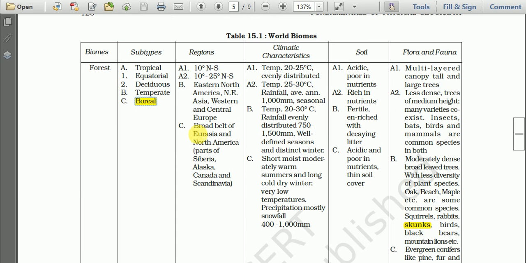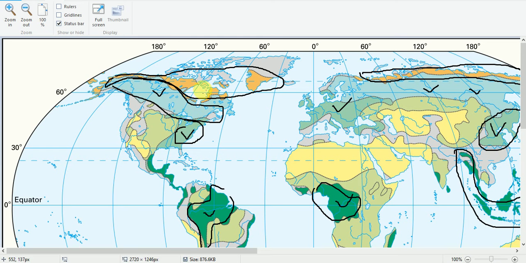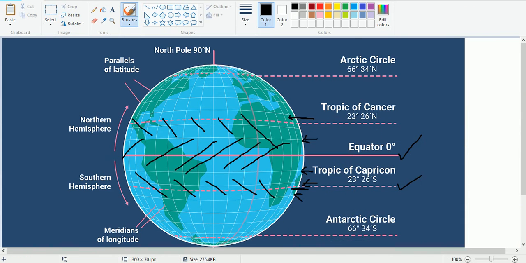And boreal is a broad belt of Eurasia, then North America, that is part of Siberia, Alaska, Canada, and Scandinavia. Just see this map here. I have pointed out these regions: the northern part of Canada, the northern part of Eurasia, then Scandinavia, even in this region also, although the color is not given, it is mentioned.